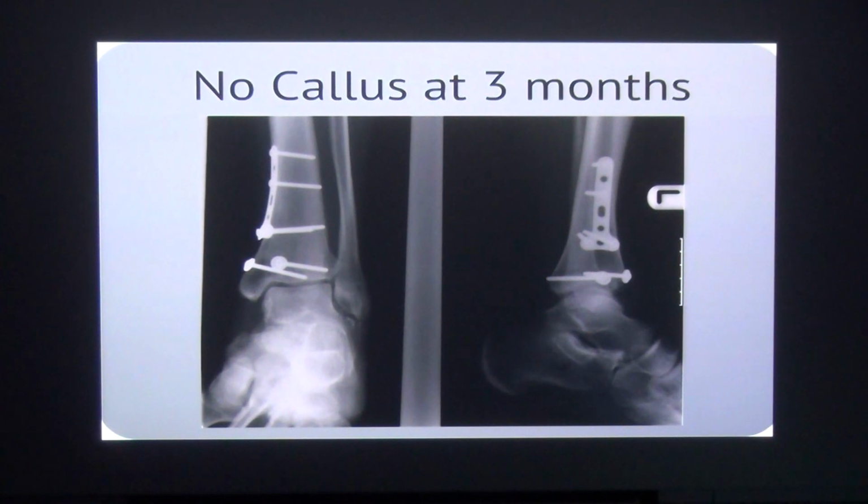Primary bone healing. Not sitting easy though, is it? When you said it's a problem. Why is it not sitting easy?